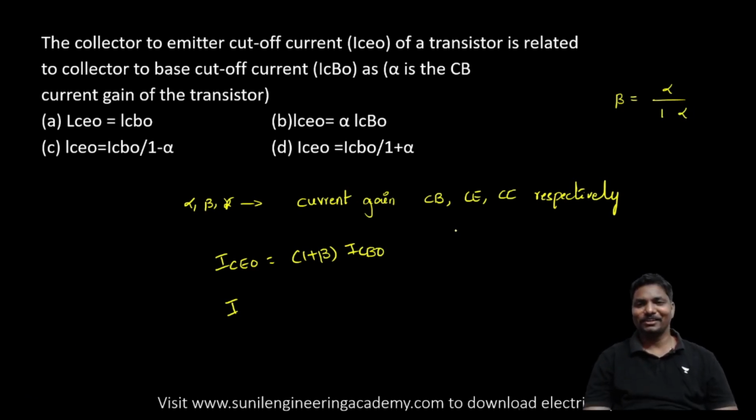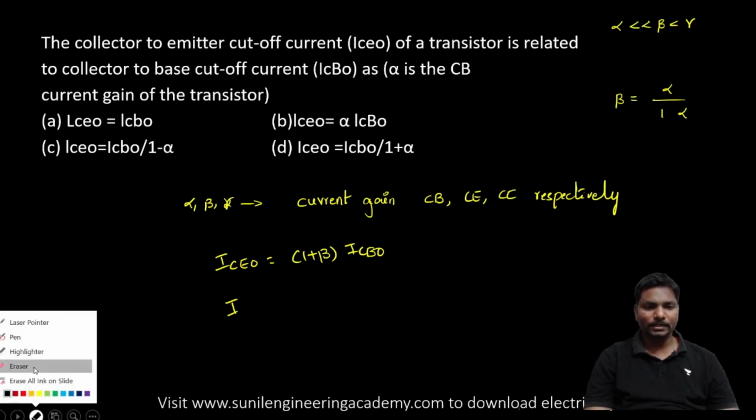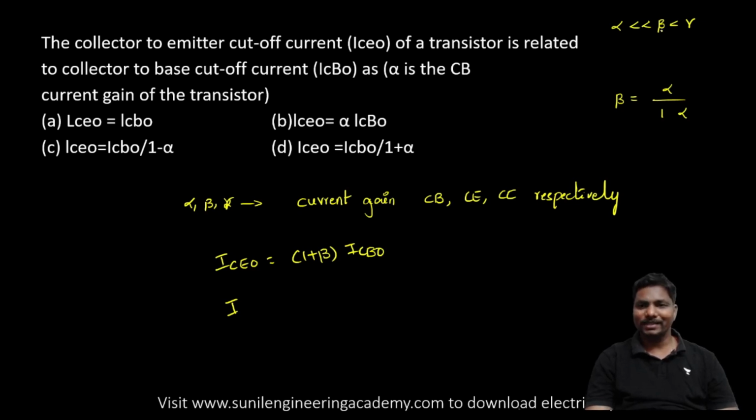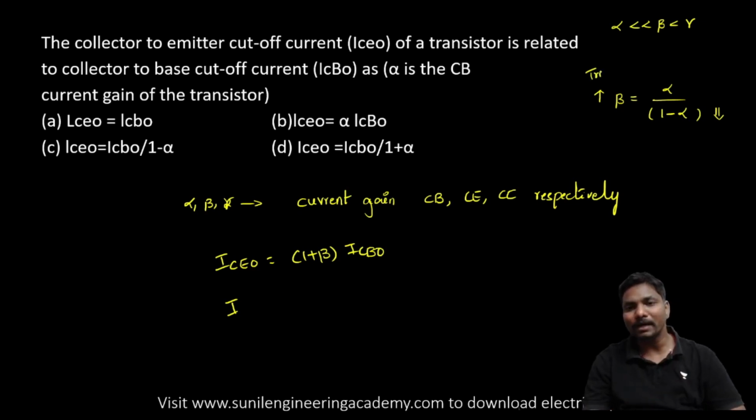So many students have doubt on this. We know the relation alpha is very much less than beta, and beta is less than or very nearly equal to gamma, correct? So that means the beta value is always higher. If you want to get a high value, what about the denominator? It has to be low. If you want to get the denominator low, you have to place a minus. Then when it is low, beta will be higher. Okay, that is a simple trick to remember the relation.